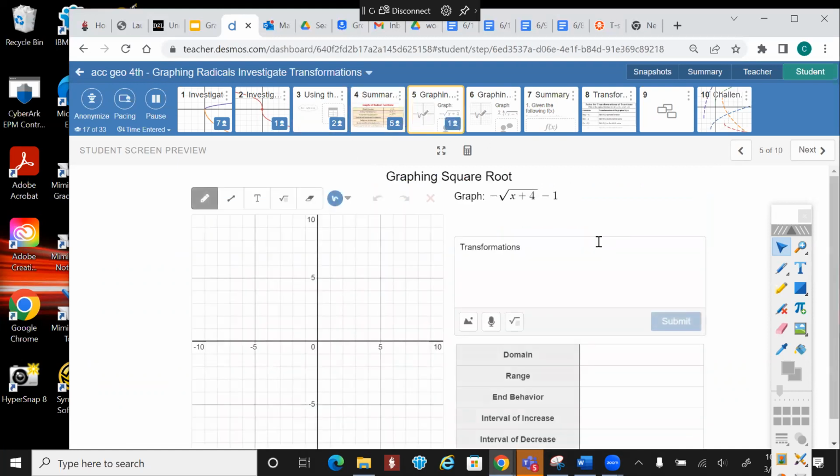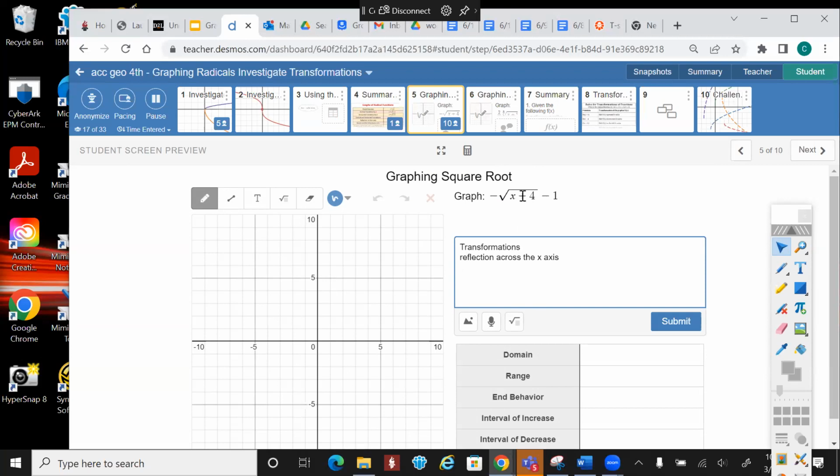All right, looking at slide number 5. Go ahead and write this equation down. And we're going to talk through the transformations that happen. The first thing that you notice is there's a negative out front. So what does that mean we're going to have? It's going to be reflected across the x-axis.